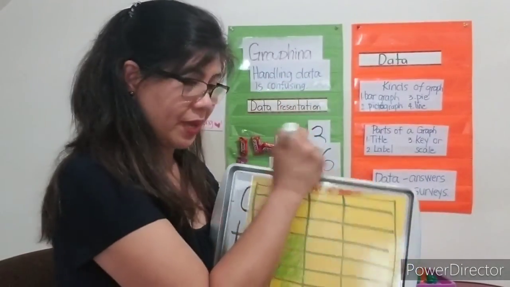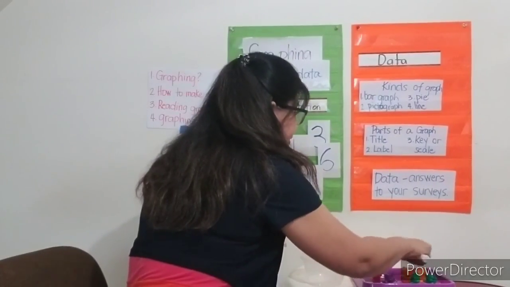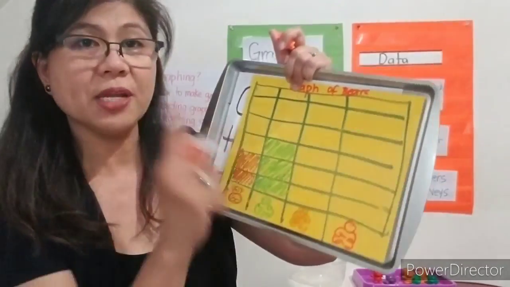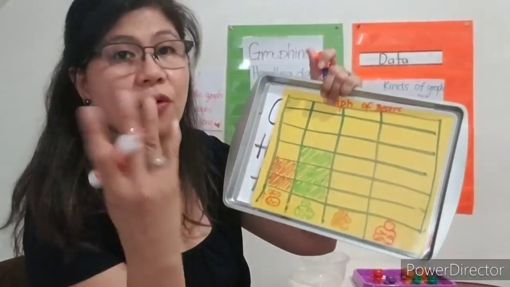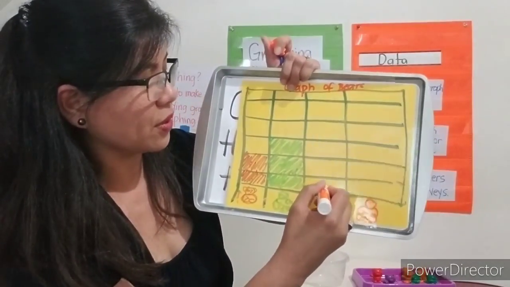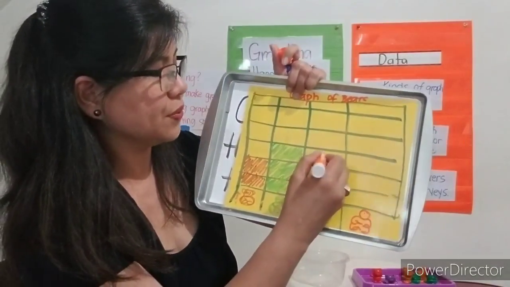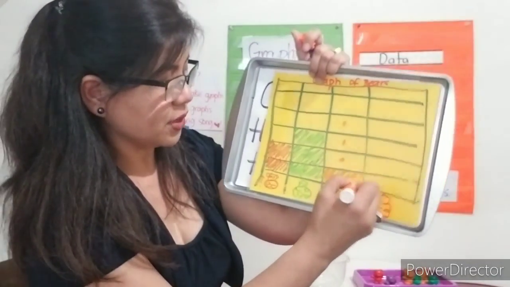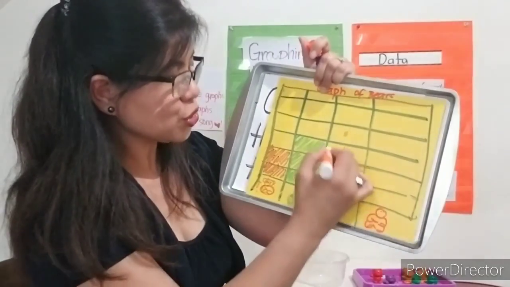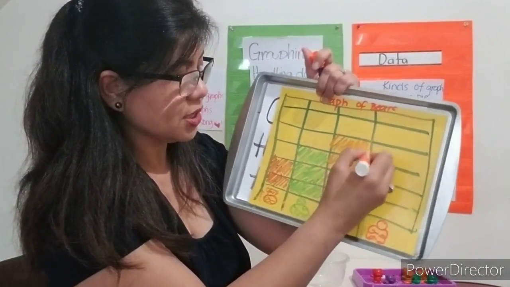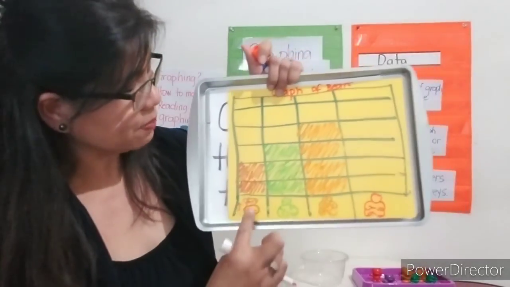How about the orange bears? How many bears did we count? Let's count again. 1, 2, 3, 4. Aha, we have 4. So how many boxes do I need to color? 4. Should I start from the top or from the bottom? From the bottom. Mark it off for me. Let's count. 1, 2, 3, and 4. Now let me color these boxes really quickly to show number 4. 4 orange bears. Wow.